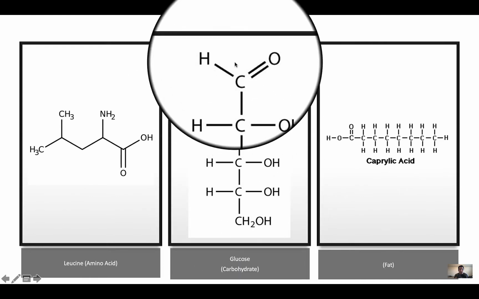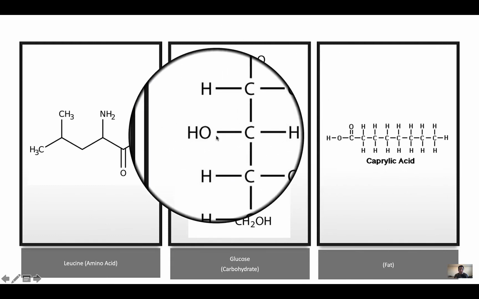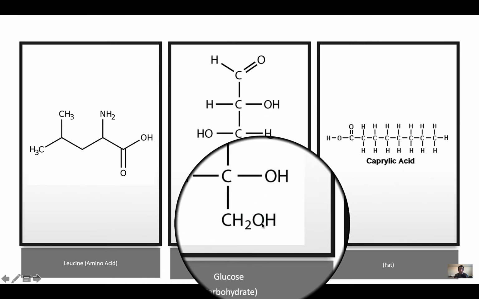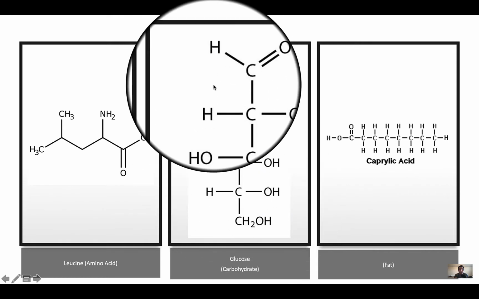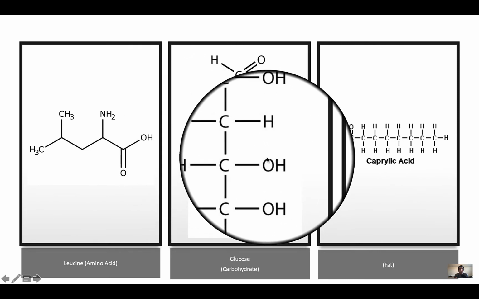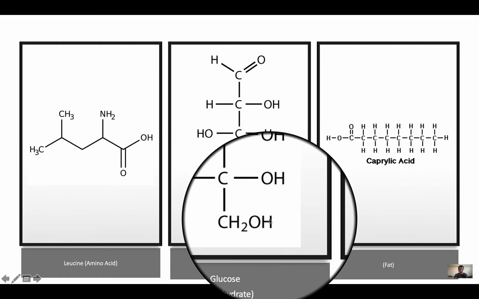Anyways, we're going to also have 1 oxygen, 2 oxygen, 3 oxygen, 4 oxygen, 5 oxygen, 6 oxygen. Interesting. C6H12O6. Let's count the hydrogens. 1, 2, 3, 4, 5, 6, 7, 8, 9, 10, 11, 12. C6H12O6. Sugar's almost always going to follow that pattern.